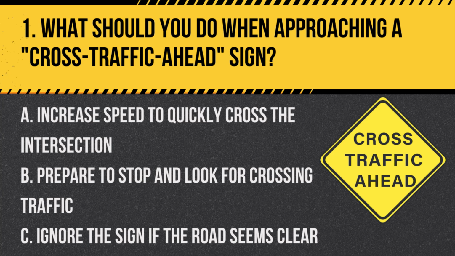Question 1. What should you do when approaching a cross traffic ahead sign? A. Increase speed to quickly cross the intersection. B. Prepare to stop and look for crossing traffic. C. Ignore the sign if the road seems clear. Answer. B. Prepare to stop and look for crossing traffic. This sign warns of potential crossing traffic at an upcoming intersection.